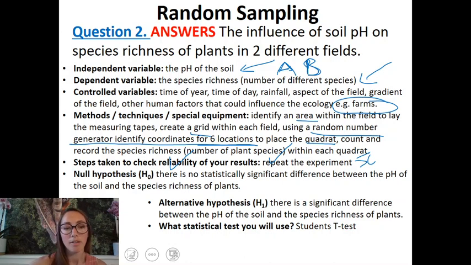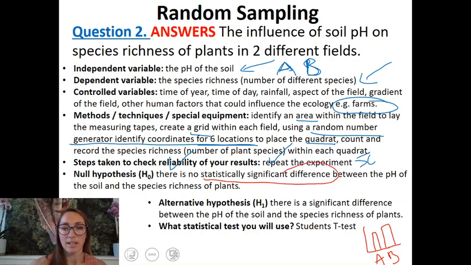Our null hypothesis, so remember with this one, we plotted the data that we were looking to see, and we were comparing field A with field B. So we were looking at a bar chart. So again, we're looking at, is there a statistically significant difference, not correlation, so be careful again. So our null hypothesis is there is no statistically significant difference. Again, that's what our students' t-test will be testing for. And then we can accept or reject it. Our alternative hypothesis is saying that there is a significant difference between the species richness in field A and field B. Again, student t-test, that's our stats test.